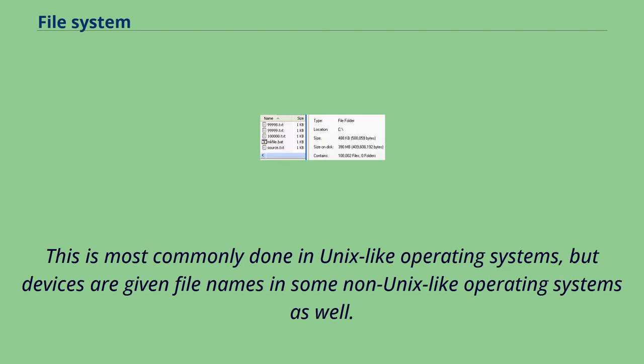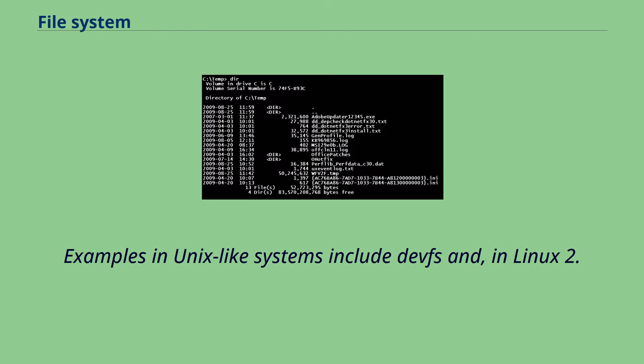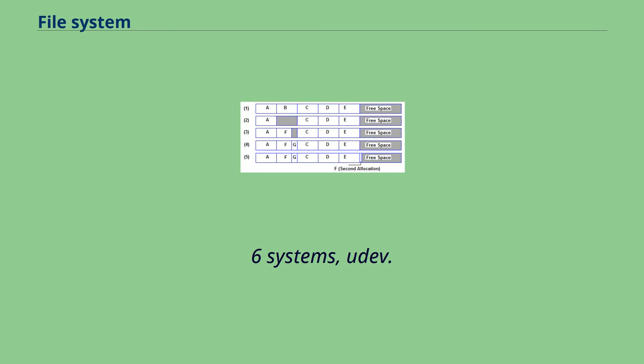This is most commonly done in Unix-like operating systems, but devices are given file names in some non-Unix-like operating systems as well. Device file systems. A device file system represents I/O devices and pseudo devices as files, called device files. Examples in Unix-like systems include devfs and, in Linux 2.6 systems, udev.